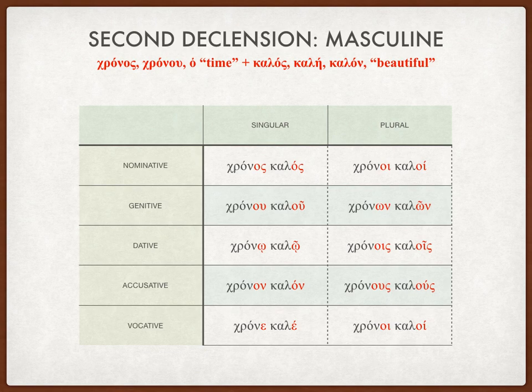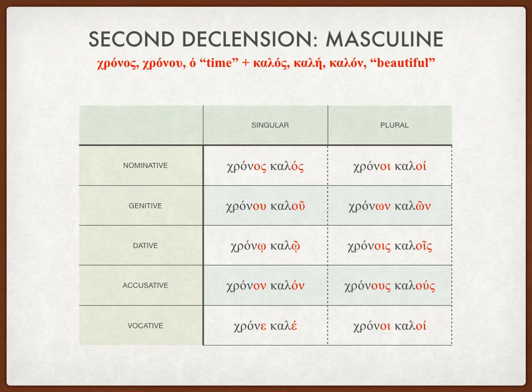Maybe it's doing something. But if I want to make them genitive and say of the beautiful time, I'll change the ending to chronou kalou. And remember, they have to match gender, number, and case. Dative, chronoi kaloi, to or for the beautiful time. If I hit the beautiful time, I don't know how I'd do that, I'd make them accusative, chronon kalon.